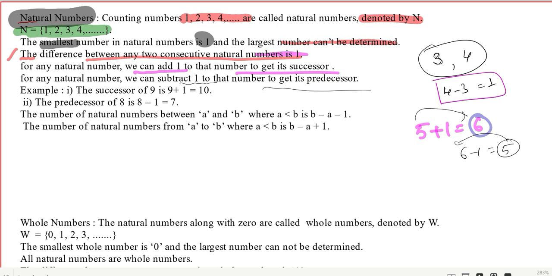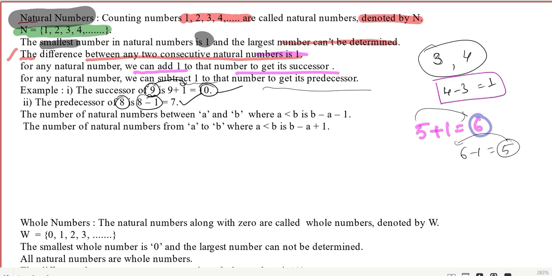In the same manner, if you want to get the successor of 9, we should add 1 to 9. 9 plus 1 is 10, so 10 is the successor of 9. And the predecessor of 8 means we need to subtract 1 from 8. 8 minus 1 is 7.